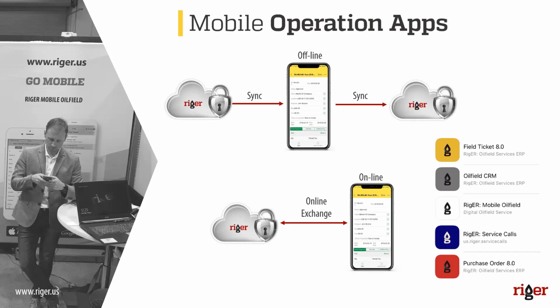And once this is approved, they receive the notification back to their mobile application and they can process the purchase. So different applications work in different modes. Most of these ones that you see on the screen, they work in the offline mode.